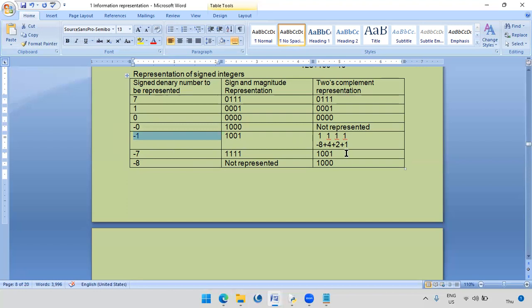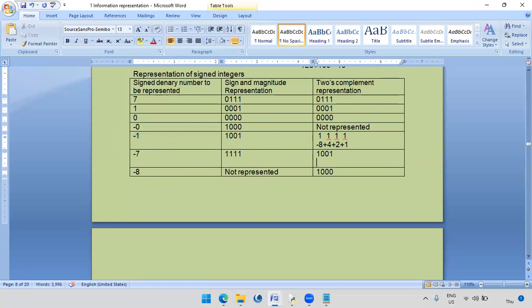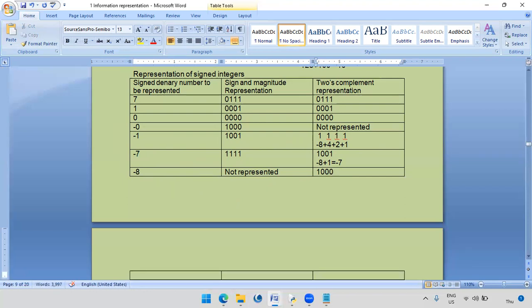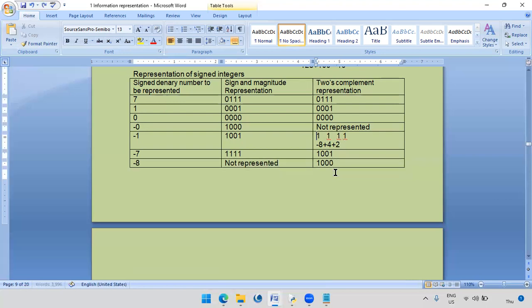Let's take another one. This is minus 8. Then 0, 0, plus 1. No values for these two. Only this has a value of 1. So that is minus 7. That's the value needed. So minus 8 is this: minus 8, and the others are zeros. That is how it's done.